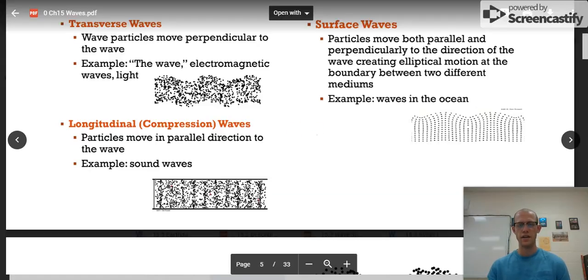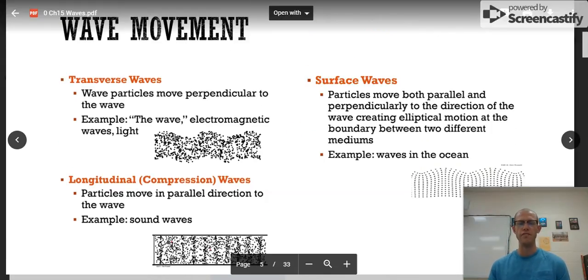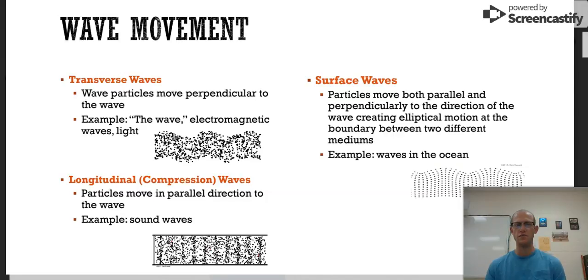So within those categories, you have different types of wave movement. So waves move in different patterns. The first pattern we're going to talk about is transverse waves. That's when a wave particle moves perpendicular to the wave. Remember, perpendicular is at a right angle. So for example, when a crowd does the wave, that is an example of a transverse wave. Electromagnetic waves are also transverse waves, which is light.